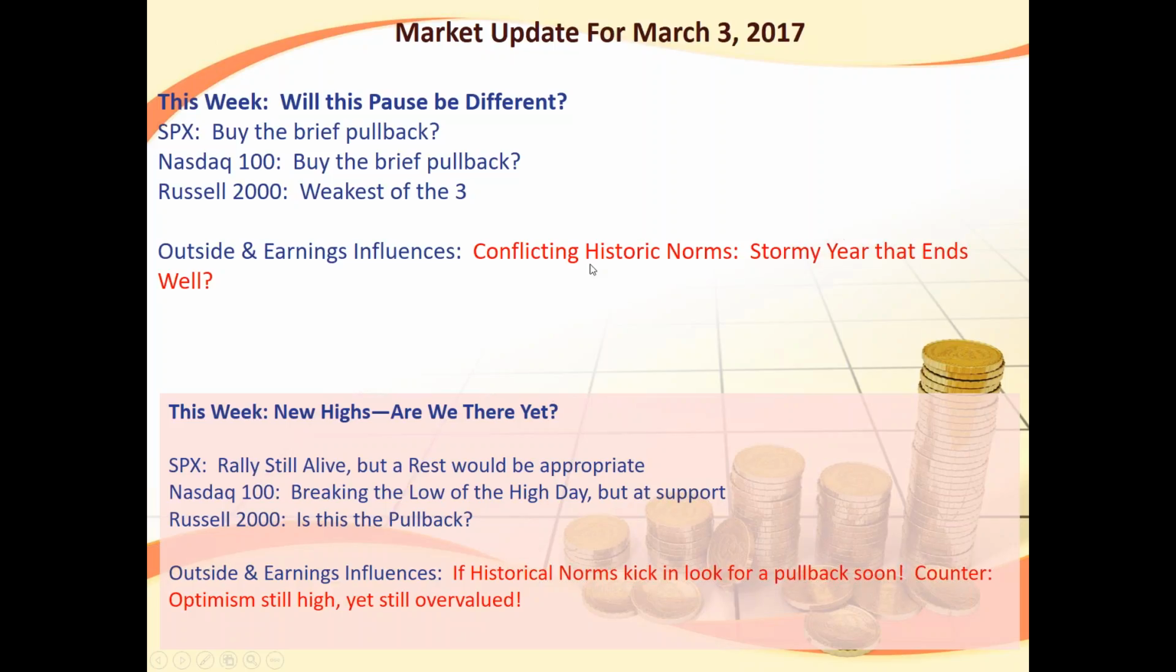So I've got a couple of conflicting historical norms I'm going to cover today, and the essence of them is that, from what we've seen so far during the first 2 months of 2017, we could wind up having a stormy year that ends well. Michael sent me some information, a couple of charts I'm going to share with everybody, about what it typically has meant in the past when both January and February were up months for the S&P.